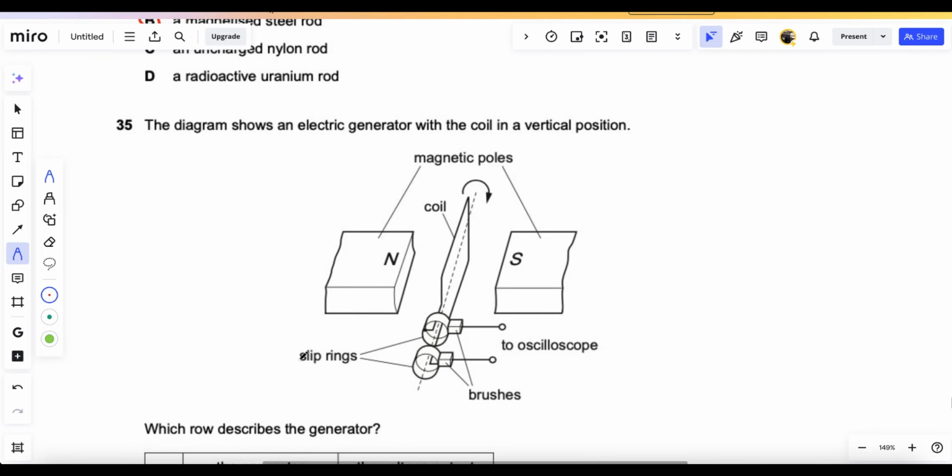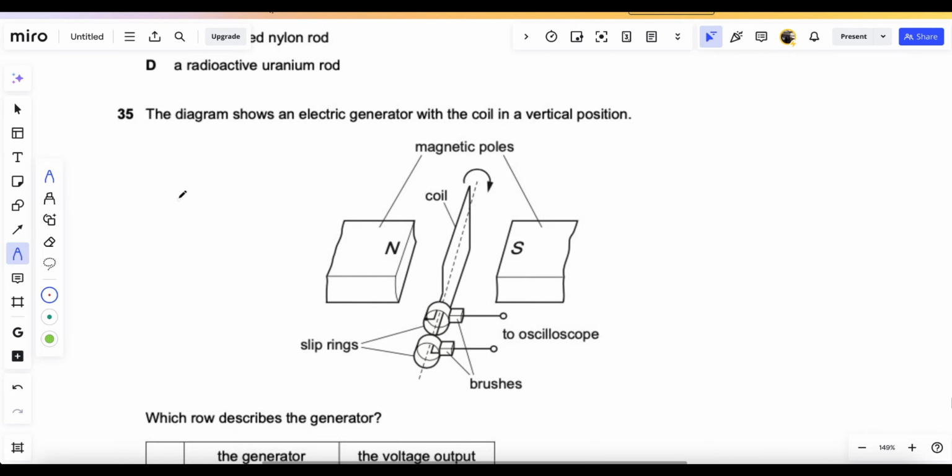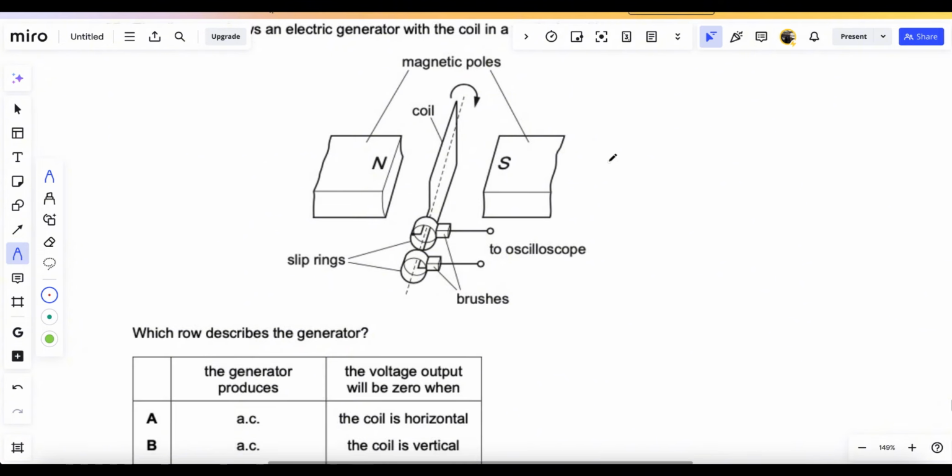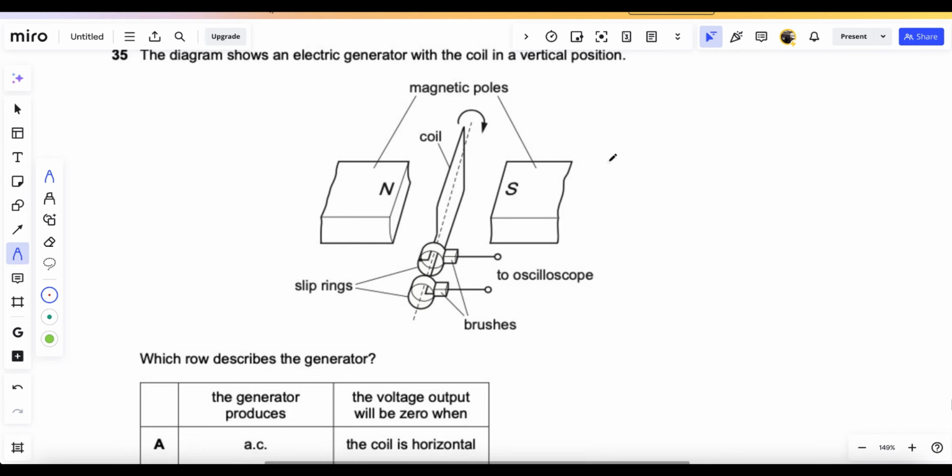Question 35. It says the diagram shows an electric generator with the coil in a vertical position. The coil is vertical now. Look, it's no more horizontal. It's rotating. This coil arrangement is rotating. These are the slip ring commutator. These are the carbon brushes. The carbon brushes are connected to the slip ring commutator, and the slip ring commutator rotates with the coil's rotation.